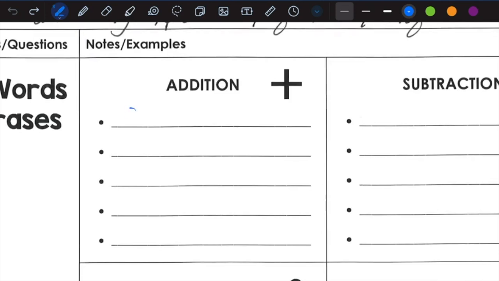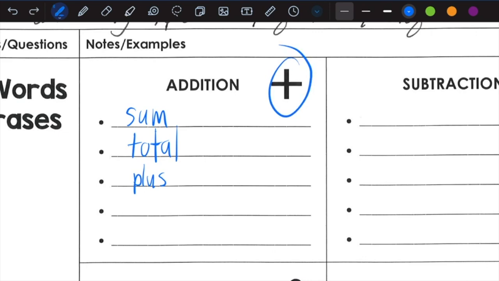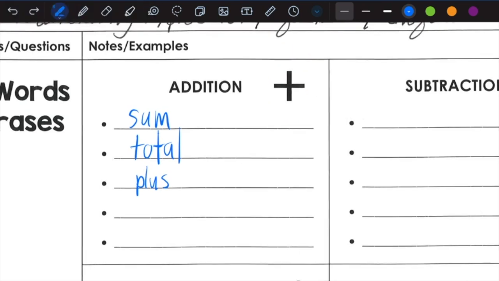So some words that mean to add would be the word sum. Sum means the result of addition. Or total, the total number of blank, or they total this. Plus, which is literally the symbol, a plus sign. The word increased by. And the phrase more than.